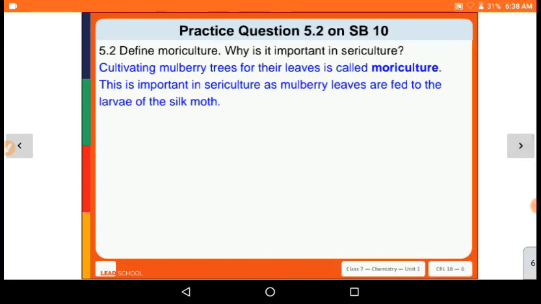5.2, define moriculture. Why is it important in sericulture? Cultivating mulberry trees for their leaves is called moriculture. It is important in sericulture because mulberry leaves are eaten by the larvae of silk moths. That is why it is important to have mulberry trees or mulberry leaves, and for that the moriculture process is done.